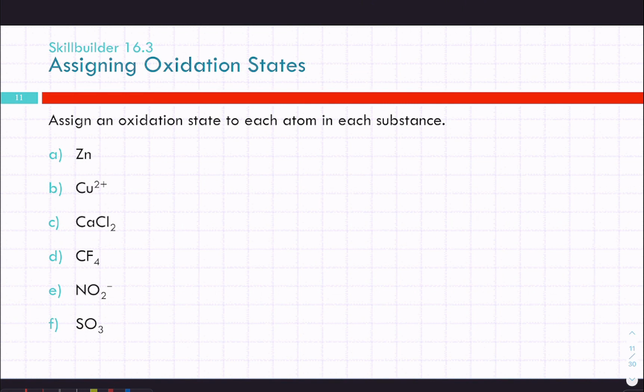So let's assign some oxidation states, a little more practice. For zinc, what's the oxidation state as a free element? 0. Yeah. For a copper ion with the 2+ charge, the oxidation state for a single ion is the same as its charge.